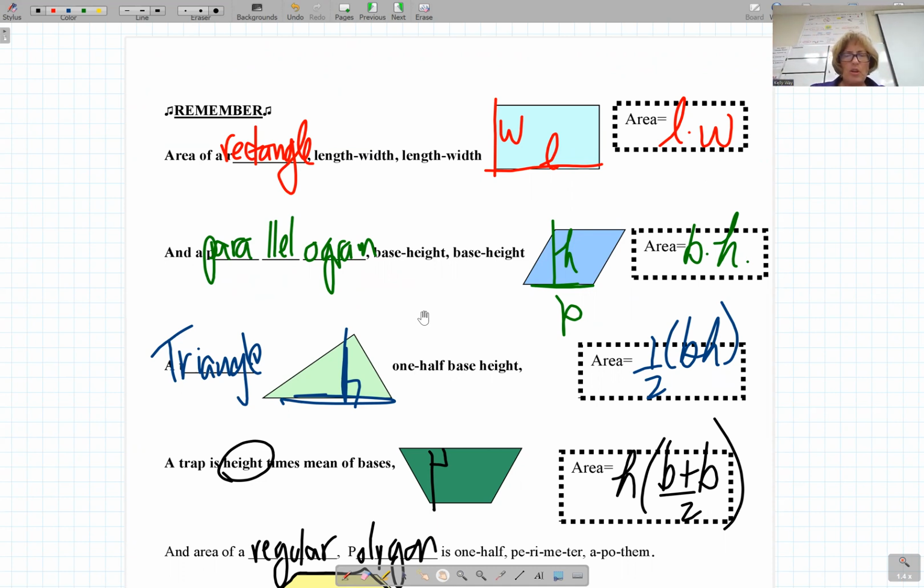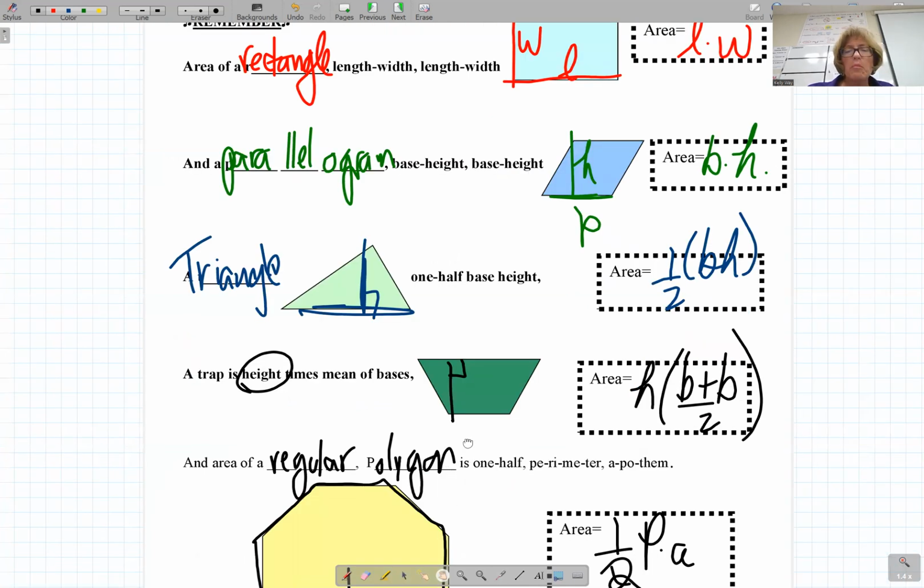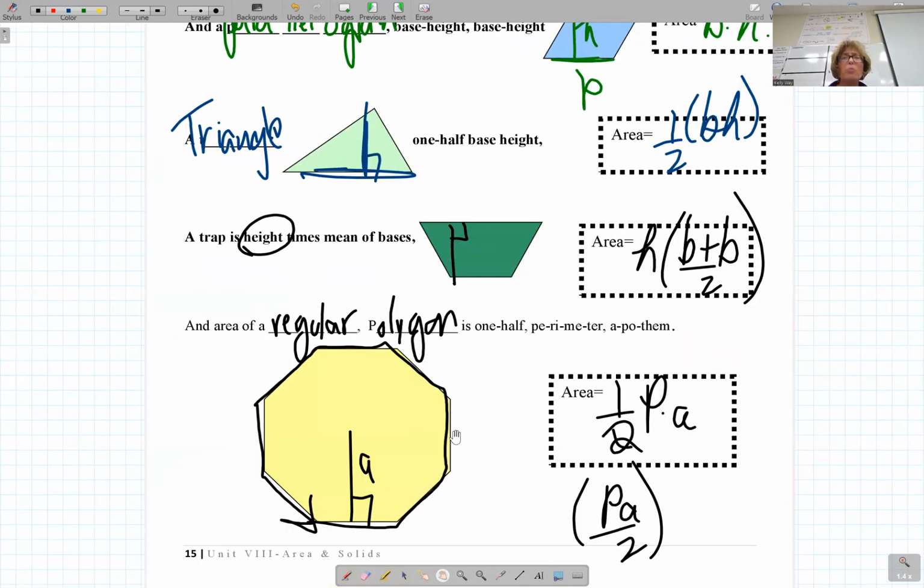All right? Okay. You can do this. I'll slow it down. Ready? The area of a rectangle, length, width, and a parallelogram, base height, a triangle, 1/2 base height. The trap is height times mean of bases. An area of a regular polygon is 1/2 perimeter at the thumb. Boom, boom, boom.